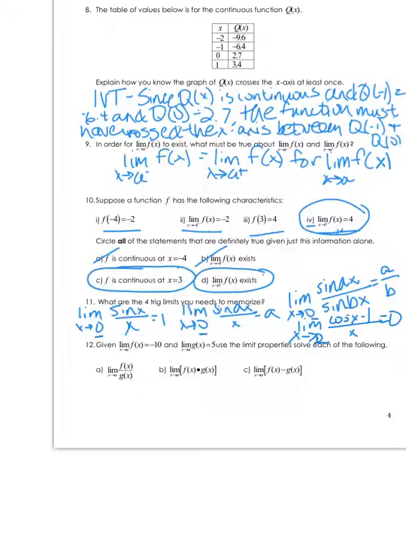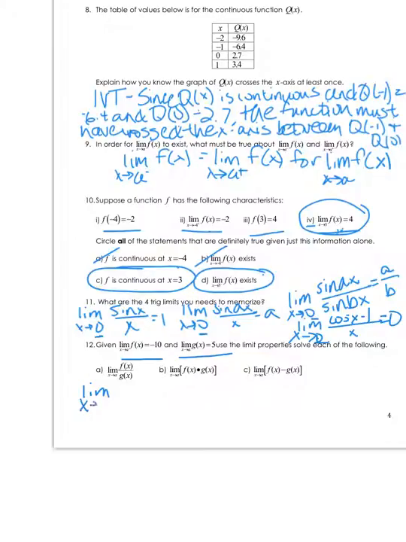Okay, the last one, it's easy. It looks like it's complicated, but it's really not. So what they're asking you to do is they're saying we have a limit as x approaches a of f of x is negative 10, and we have the limit as x approaches a of g of x is 5. Use the limit properties to solve each of the following. So we have the limit of f of x over g of x, okay?